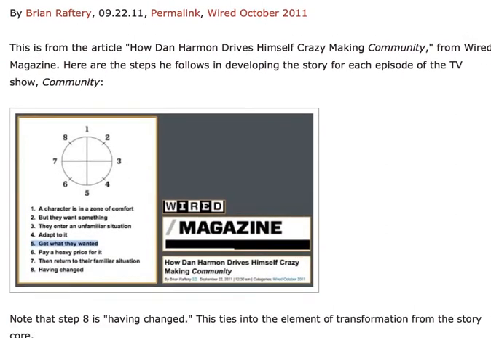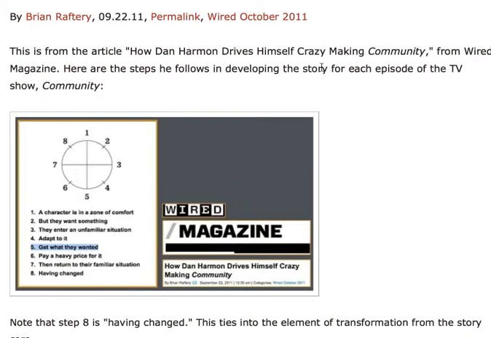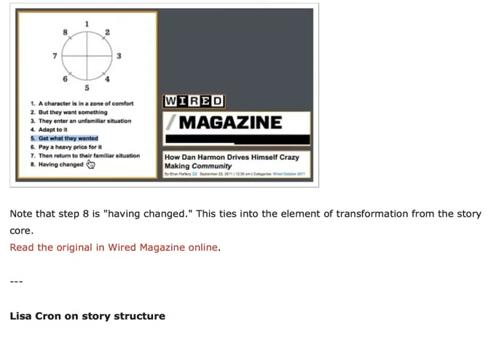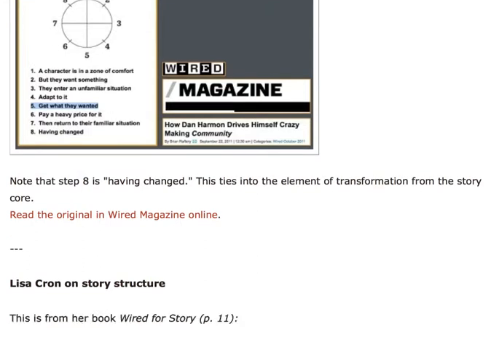You have a quick look at the structure used by Dan Harmon to create the TV show called Community. And he's got 8 steps he follows every time. Please notice that he's always looking at the end at how to portray how people have changed. It is so much all about transformation.